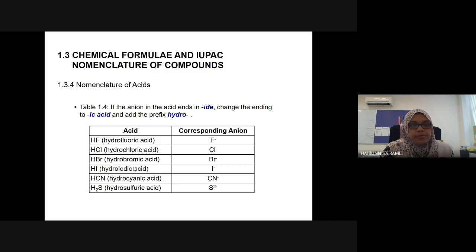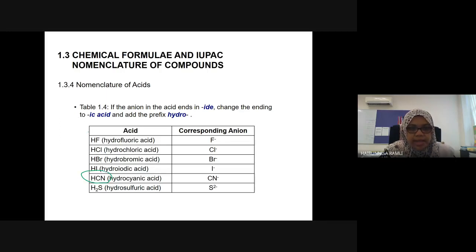Okay. So we proceed to nomenclature of acid. So how to name the acid? In this case, are you familiar with this acid? If you have a binary acid, the HCN is not binary. Just a moment, I'm looking for my notes. So HCN is not binary but the others are binary.